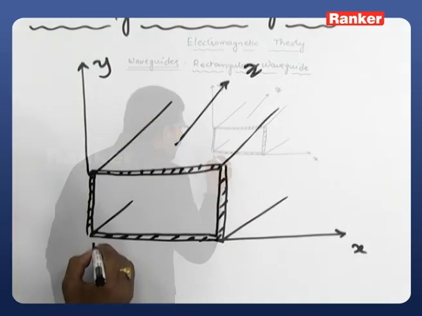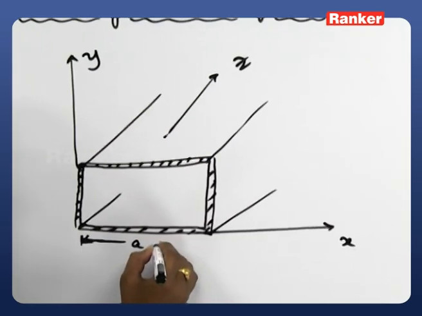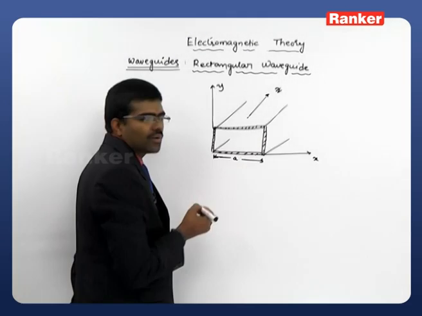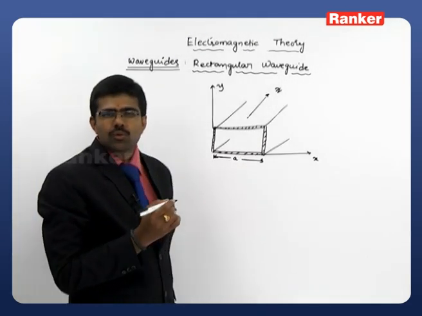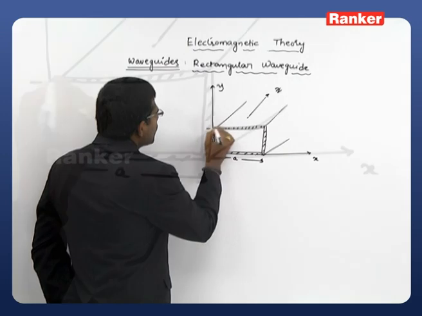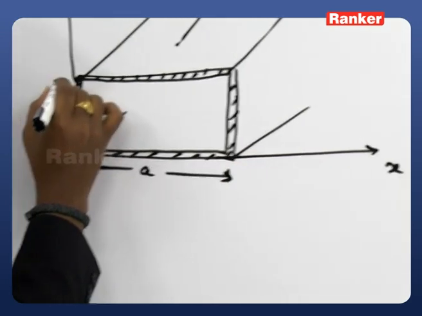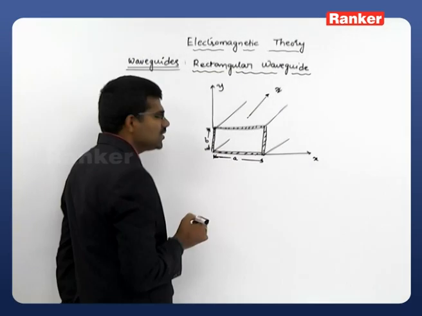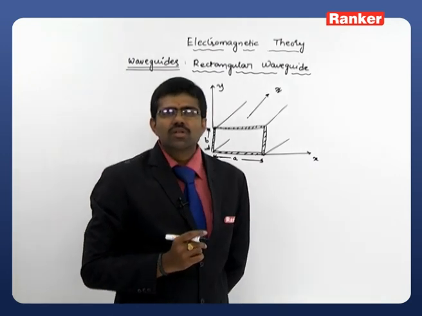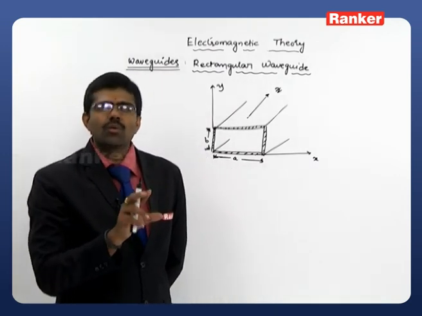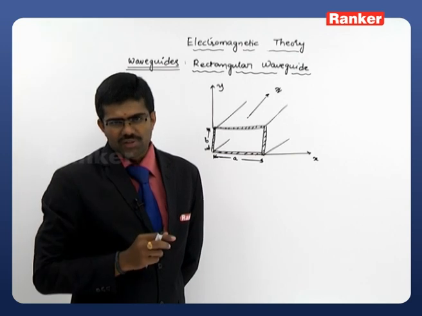The inner dimension of the rectangular waveguide along this broader side is A. That's what I am taking, and this is a universal notation that you can use. For the narrower dimension, it will be taken as B. This is also the universal notation. In most cases, they will use only A and B. Otherwise, they will use some numerical values for that, right?